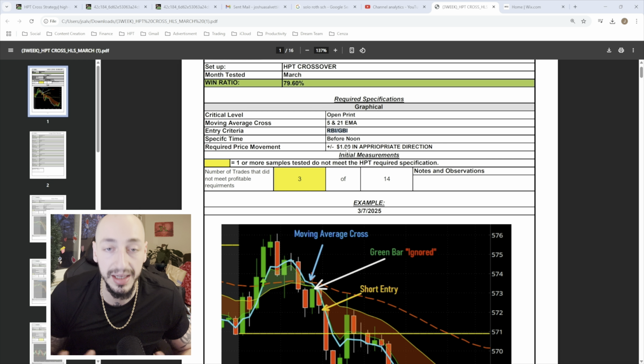So in the month of March, so far, we've taken 14 setups. 3 of them were non-profitable, but 11 of them worked, giving us that 80% win ratio.